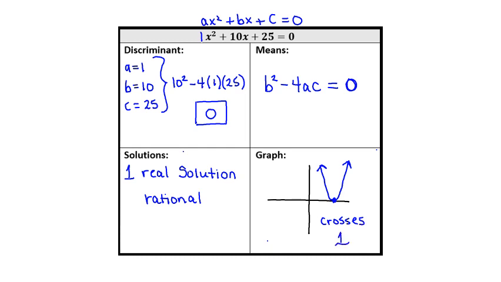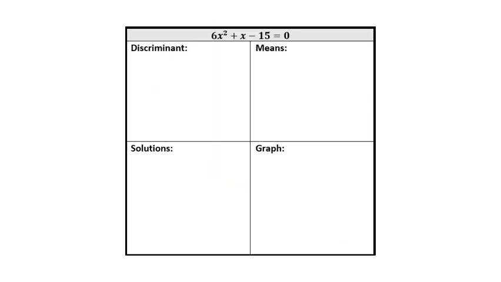Okay. All right, so let's try our next equation. Once again, we're going to be finding the discriminant, and that's going to be b squared minus 4ac. I need to identify what a, b, and c are. So ax squared plus bx plus c equals 0. I know that a is 6 because there's a 6 in front of the x squared. I know that my b is 1 because there's a 1 in front of the x. And I know that my c is negative 15.